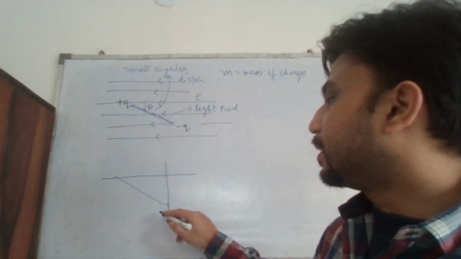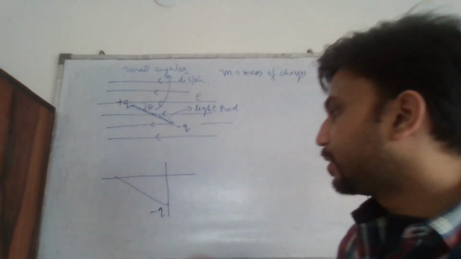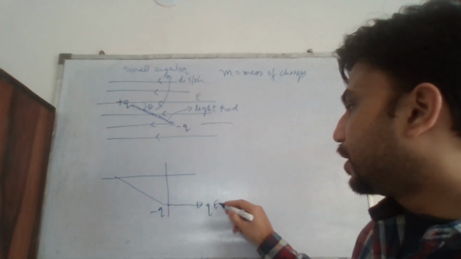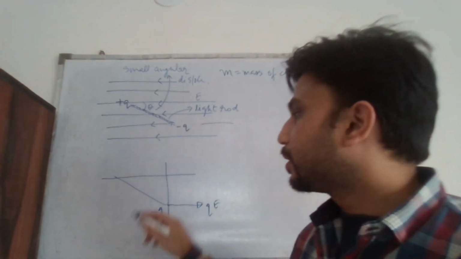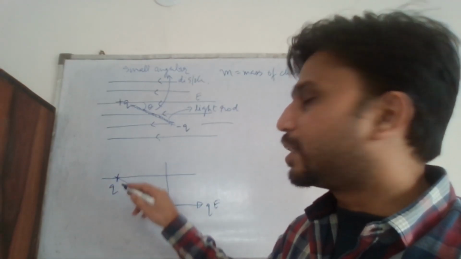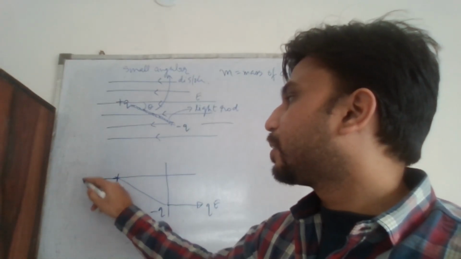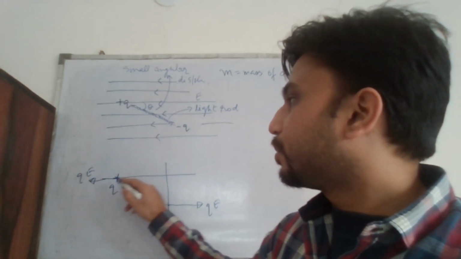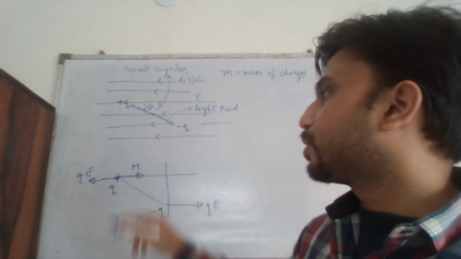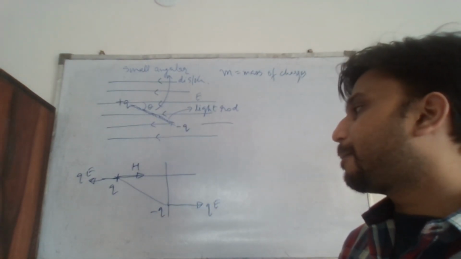We can simply say that the direction of force acting on this negative charge would be in this direction, QE. Its magnitude would be QE. We are given this plus Q charge is a hinge charge. So even if a force is acting on it, QE in this direction, it is balanced by some hinge force H acting on the Q charge.